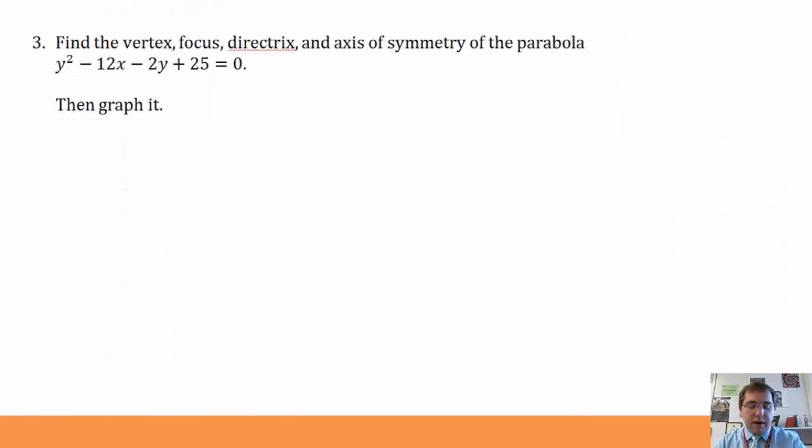So number 3, find the vertex, focus, directrix, and axis of symmetry of the parabola y squared minus 12x minus 2y plus 25 equals 0. Then graph it. Oh, well, this doesn't look like the equation of a parabola, so let's rearrange it so that it does. And we're going to complete the square.